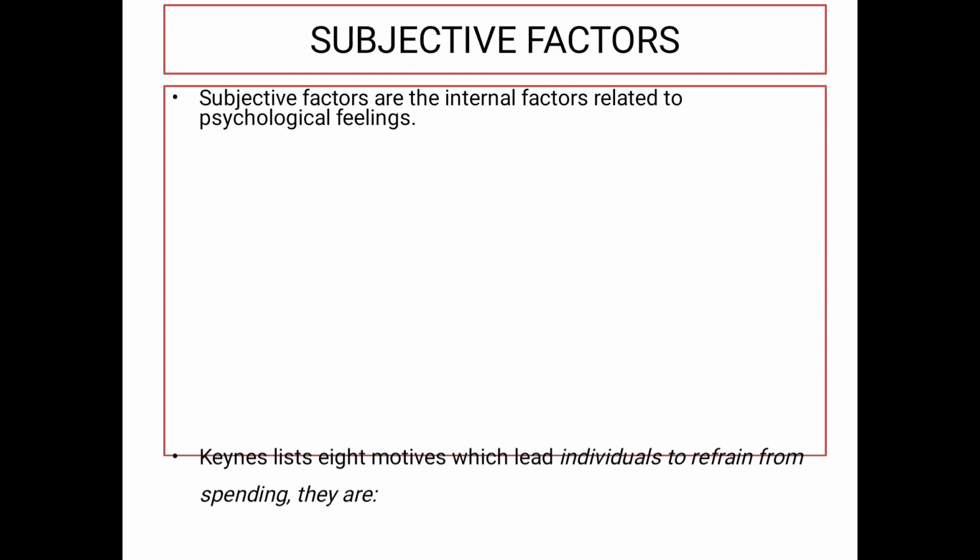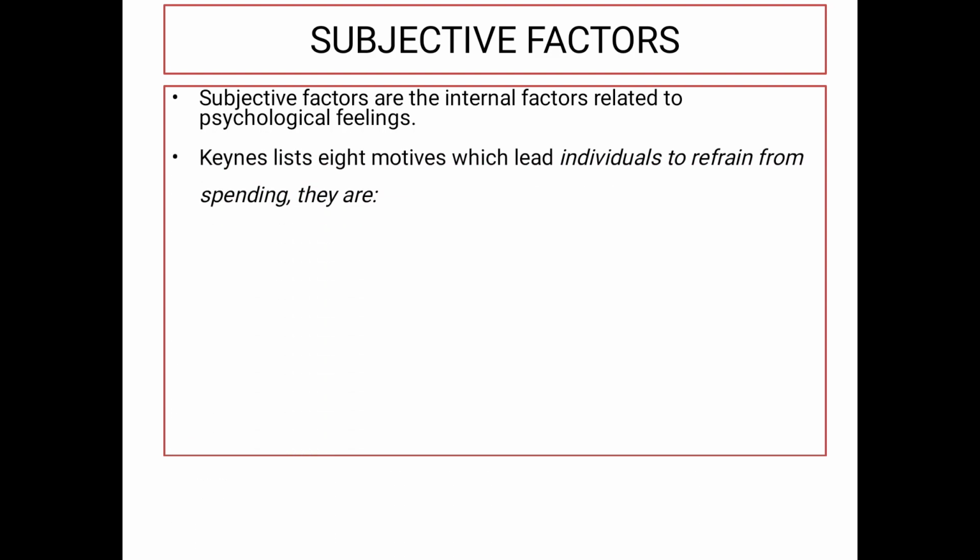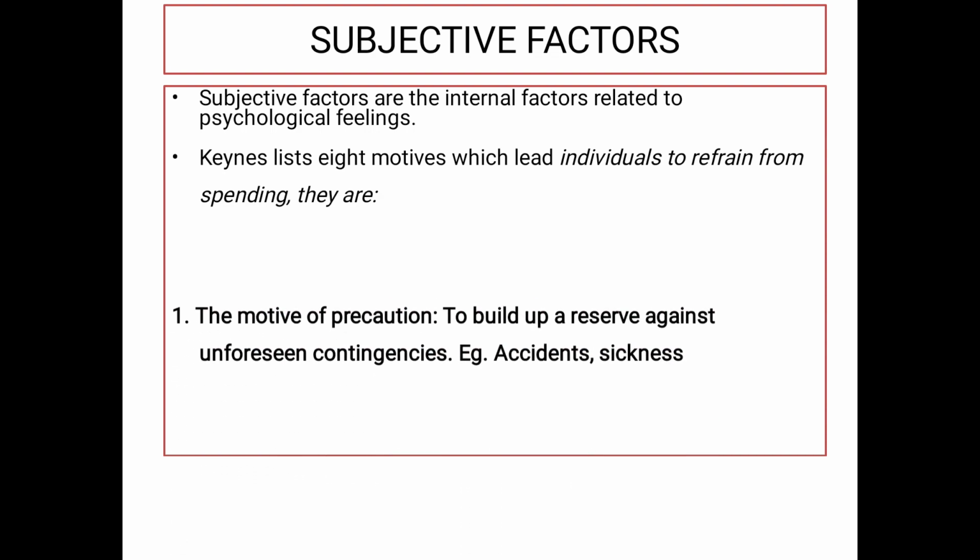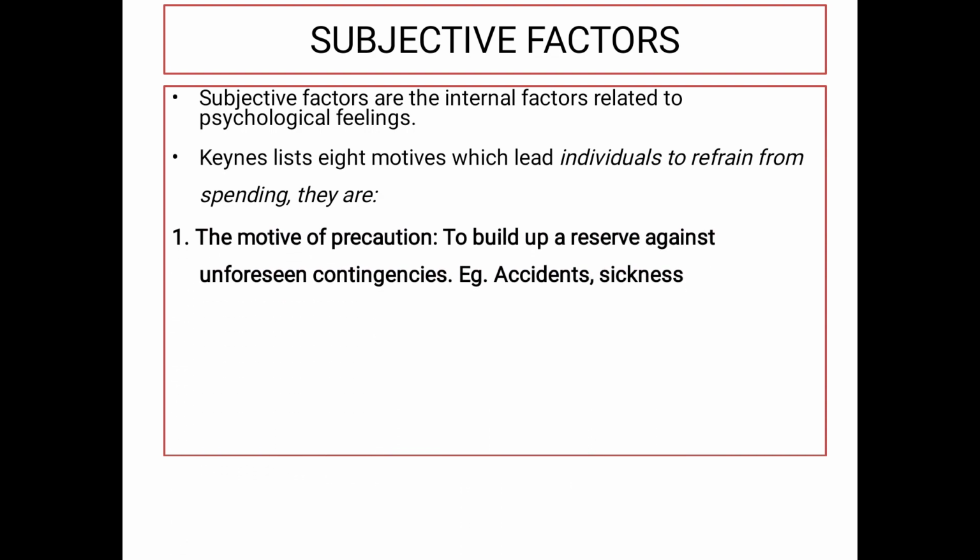When we talk about the subjective factor, it's about the motivation of an individual. What does he think? How does he like to spend? How does he like to keep a part of his income for other purposes, for his future? The first one is the motive of precaution. Precaution is a safety measure which we keep for our future, because unforeseen expenditure is incurred. At that time, money is essential. For example, accidents and sickness are unforeseen expenses which are incurred. So money is kept for the motive of precaution.